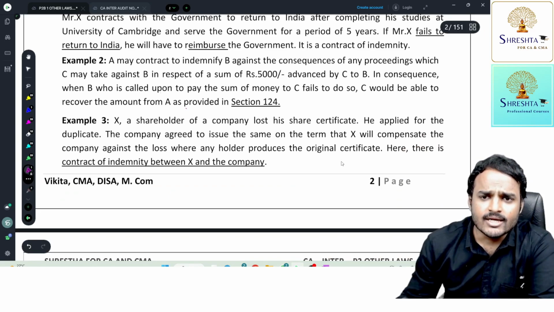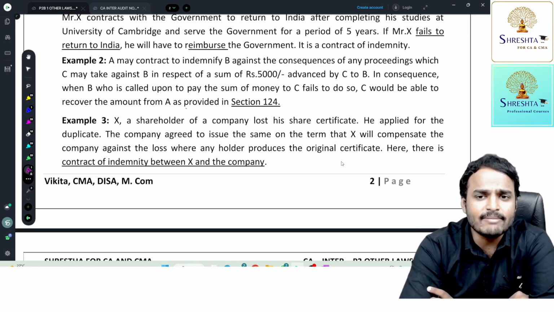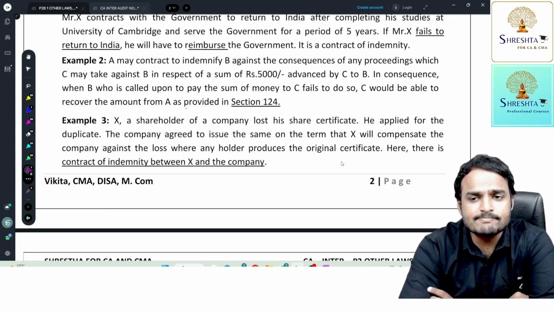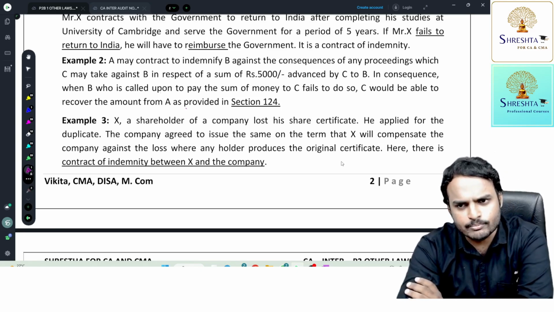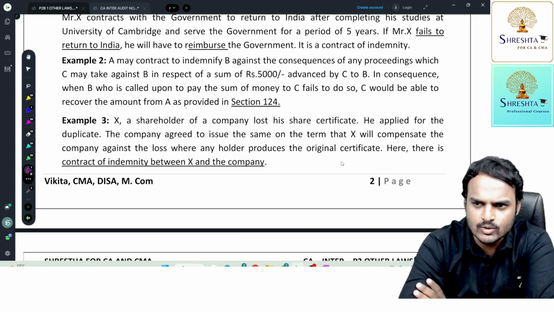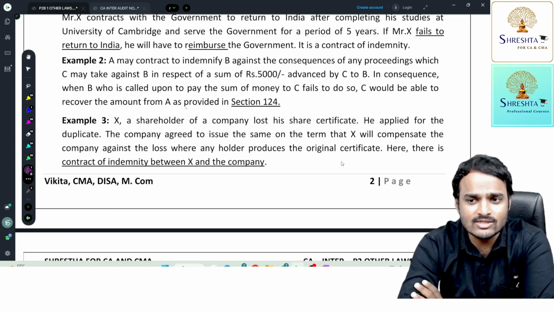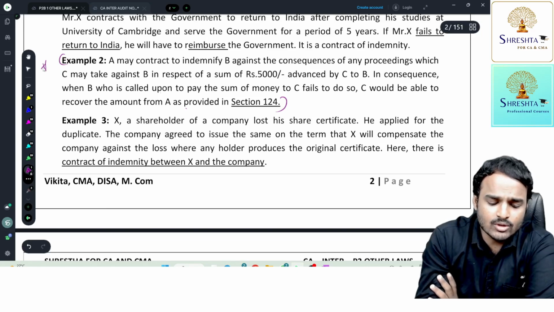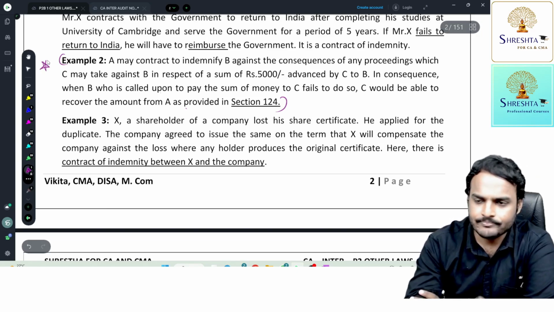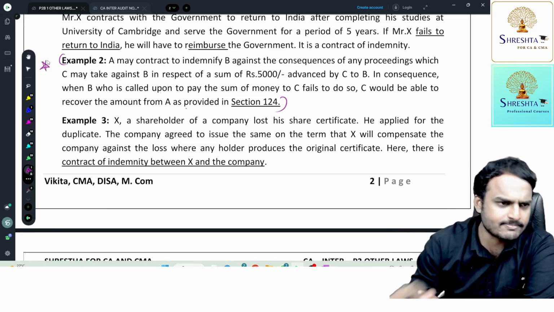Next example. A may contract to indemnify B against the consequences of any proceedings which C may take against B in respect of a sum of rupees 5,000 advanced by C to B. In consequence, when B, who is called upon to pay the sum of money to C, fails to do so, then C would be able to recover the amount from A as provided in section 124. Just mark it. You'll get to know about this example after completion of the next question, so just keep it as pending.